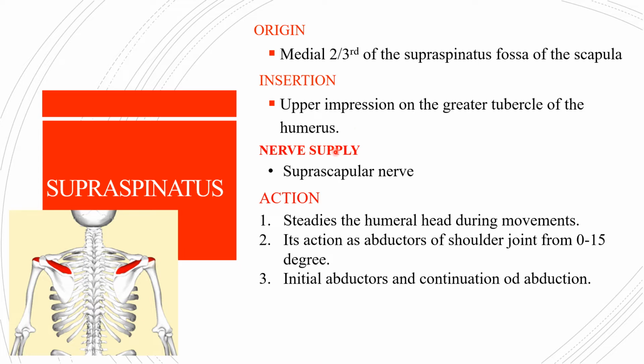What is the nerve supply? As the name itself says, the suprascapular nerve. And the action: in the initial 0 to 15 degrees, the supraspinatus muscle is responsible for shoulder abduction, and then the movement continues. It also steadies the humeral head during the movements.